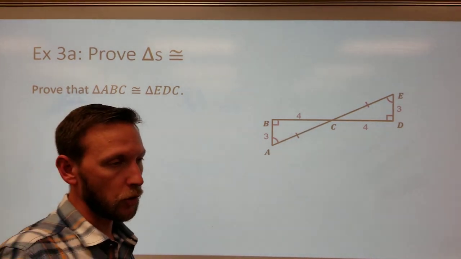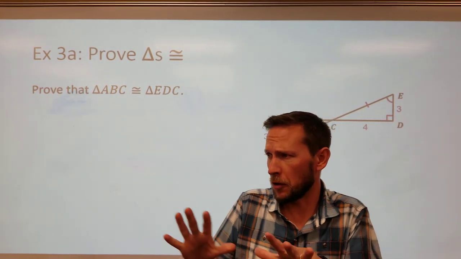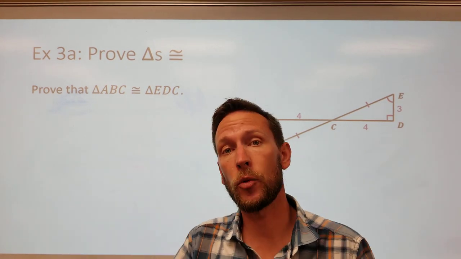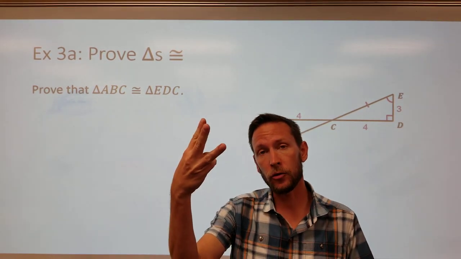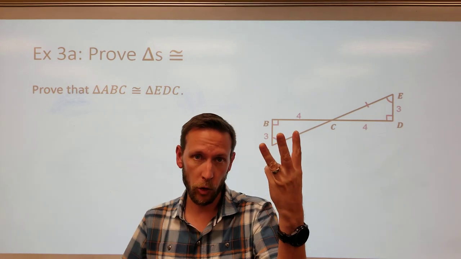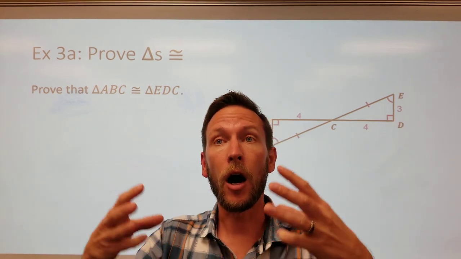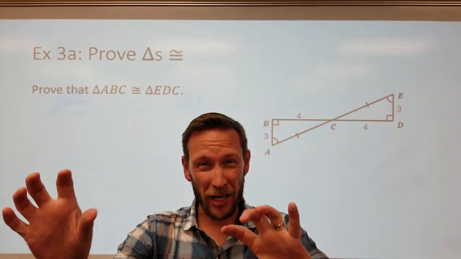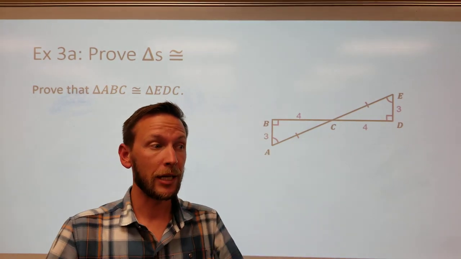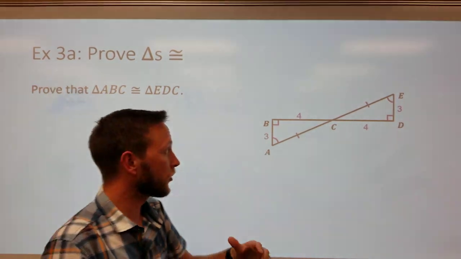Proving triangles congruent means, at this point, with all the information that we have, we need to show that all three pairs of corresponding angles are congruent and all three pairs of corresponding sides are congruent. Understanding which sides correspond to which sides and which angles correspond to which angles is the work that we've just done for the past few weeks.